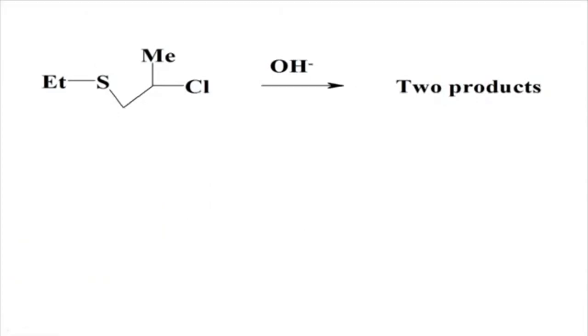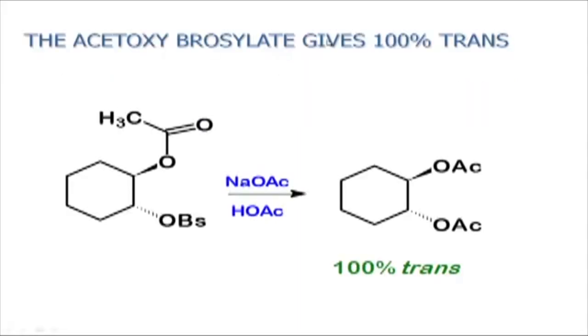Now, we have also seen that we have to be careful that neighboring group participation does not always lead to retention of configuration. It will lead to the retention of configuration provided the center that the neighboring group is attacking is also attacked by the nucleophile. If the incoming nucleophile attacks another carbon, like in this sulfur compound, then there will be inversion of configuration at this center. Now, the OH minus can attack this carbon or that carbon. If it attacks this carbon, then this bond will break, but the inversion will still be retained. So, in that case, it is the inverted product that is obtained. On the other hand, if OH minus attacks at this carbon and breaks the carbon sulfur bond, then it is the retention of configuration. So, you have to be careful which center the nucleophile is attacking. Is it the same center as the internal nucleophile is attacking, or is it the other center? Depending on that, whether inversion will take place or not will be decided.